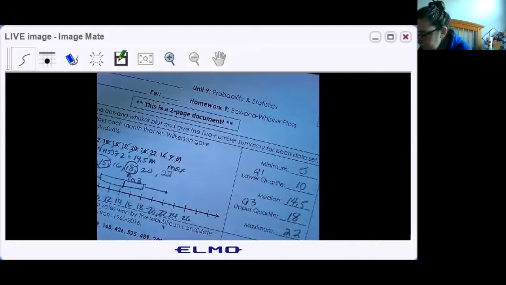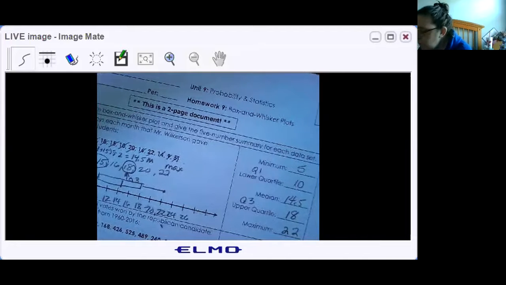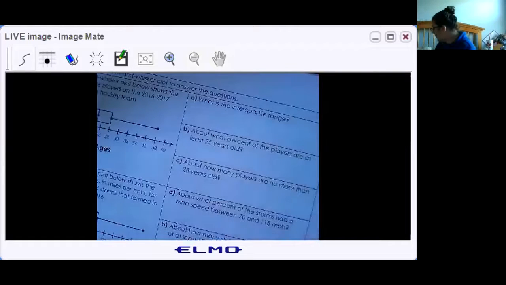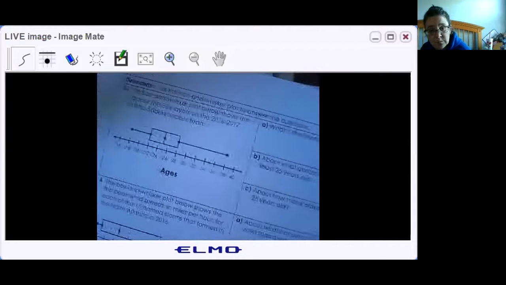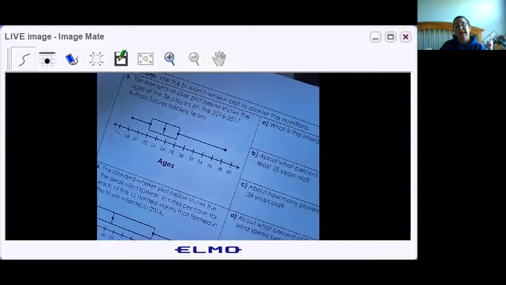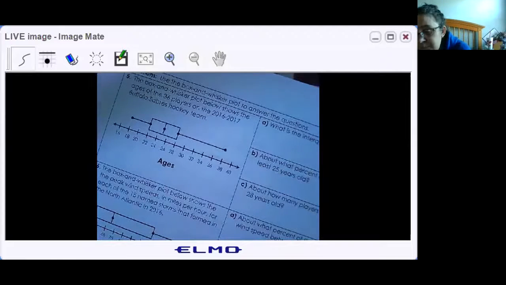Okay? Now, what happens if instead of giving you the information, I give you the box and whisker plot? The first thing you need to do if you're asked to analyze a box and whisker plot is to mark what you know.